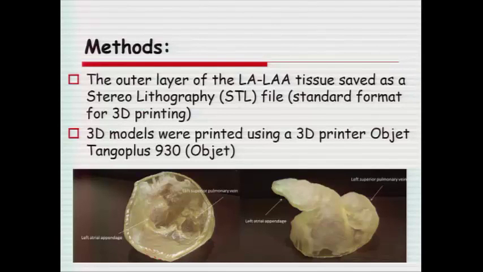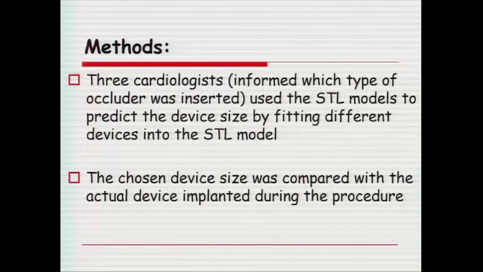Here you can see what we actually created, which was a hollowed model of the left atrial appendage. Of course, we cut it in the middle so we can actually access it. And we can see here that this is the orifice of the left superior pulmonary vein, and this is the orifice of the left atrial appendage.